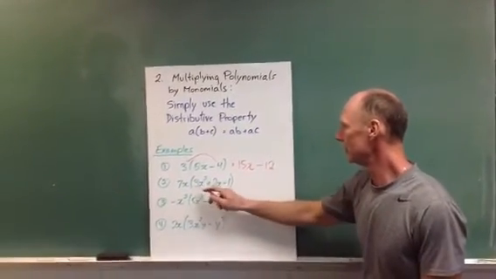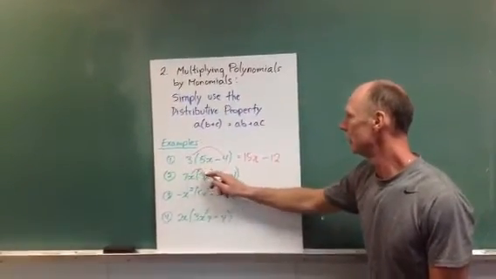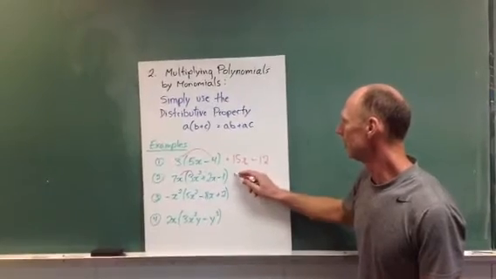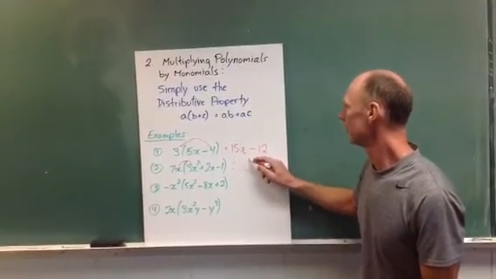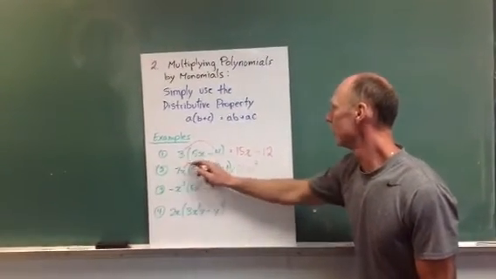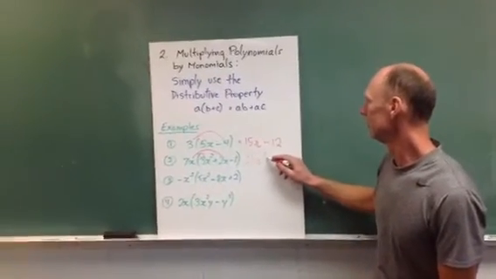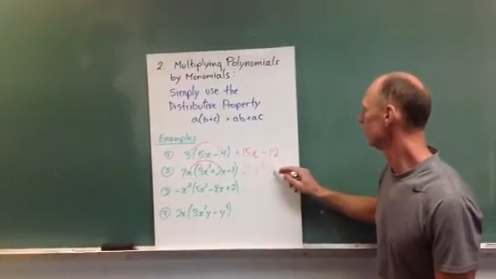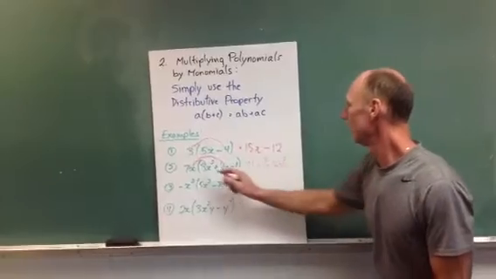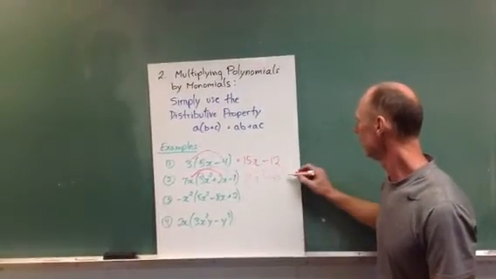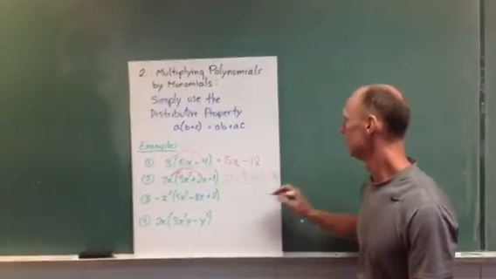Okay, on to here. Now this is a trinomial times a monomial. 7x times 3x squared is 21x cubed. 7x times positive 2x is positive 14x squared. And 7x times negative 1 is negative 7x.